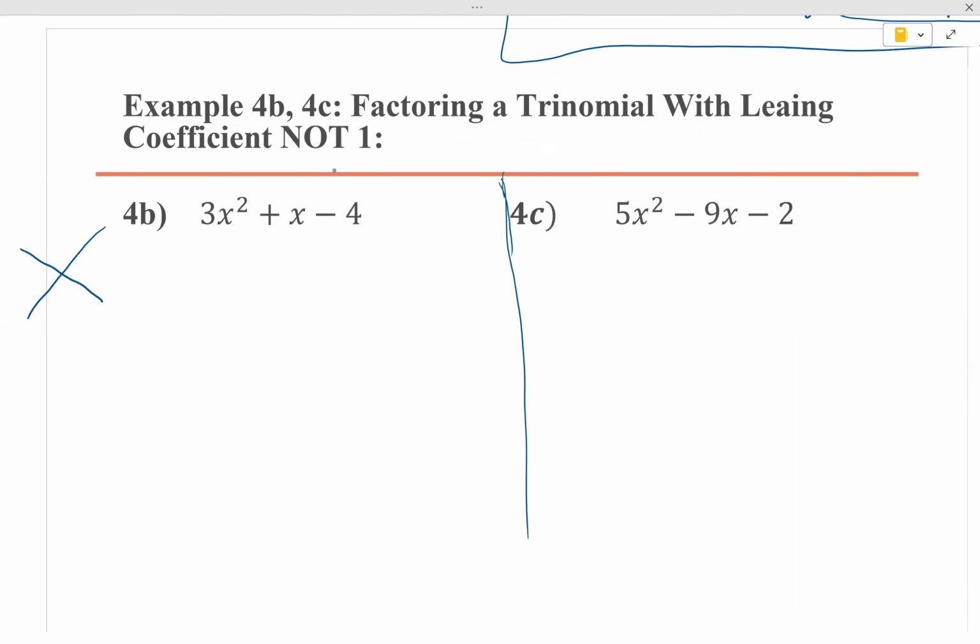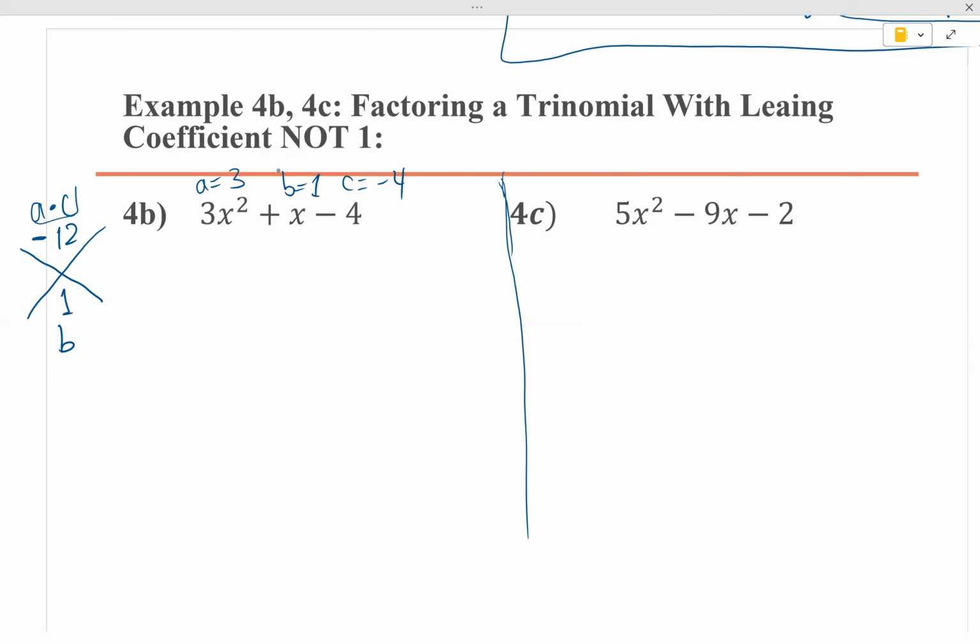We're supposed to do A times C, the first coefficient, 3, times the last coefficient, -4. A times C, 3 times -4. Make sure you do the negative too. Keep the sign. That would be -12. And then the middle coefficient, in this case, it's a 1, because that's the coefficient of x. B is 1. All right, I write those there. A times C on the top, B on the bottom.